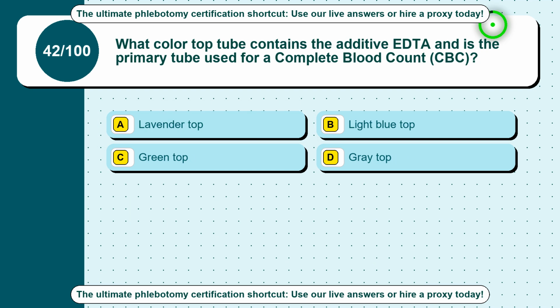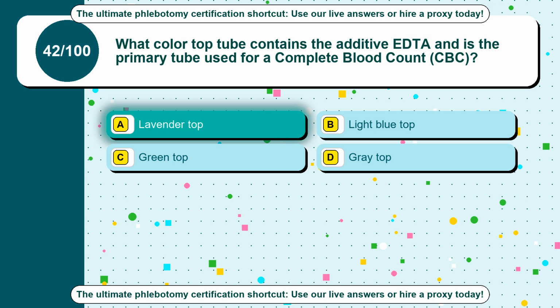Question 42. What color top tube contains the additive EDTA and is the primary tube used for a complete blood count, CBC? Option A, lavender top. Option B, light blue top. Option C, green top. Option D, gray top. The correct answer is option A, lavender top.